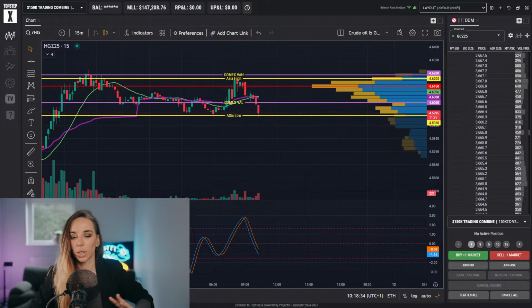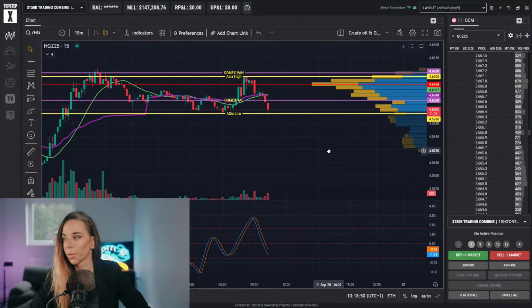So all of it is just situational awareness. It's not, let's just look at the level and wing it, right? It's situational awareness. What do you have on large time frames? What do you have on intraday time frame? How are you behaving? All of that.